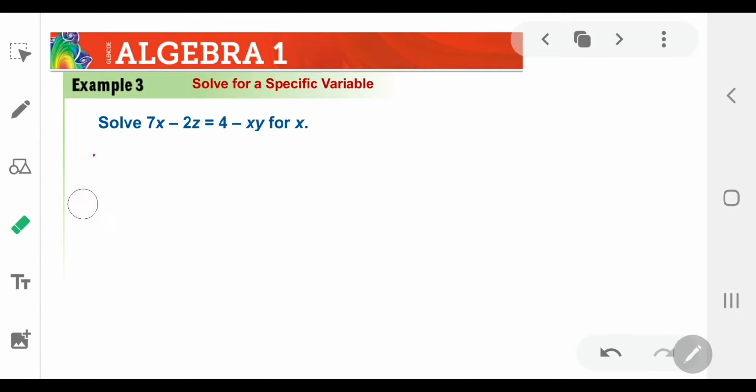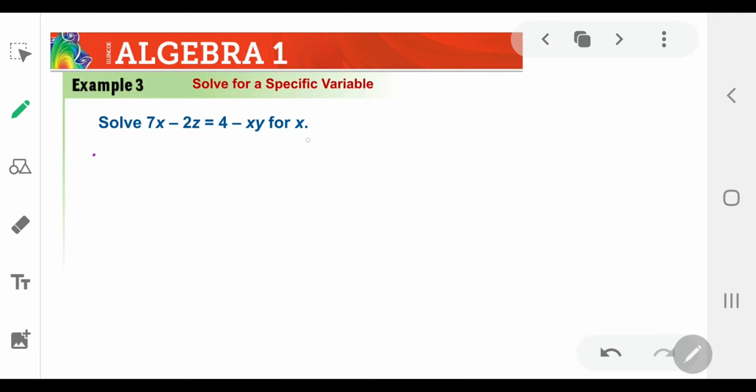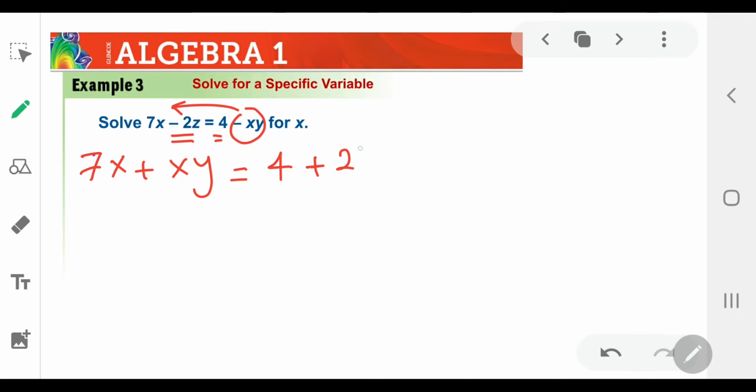And I need a larger space. What is done here is that this negative xy is dragged to the left-hand side. So 7x plus xy. And after taking the negative xy, I still have the 4 on the right-hand side. I dragged the negative 2z, which is plus 2z, to the right-hand side. So now I have the two x's on the left-hand side.